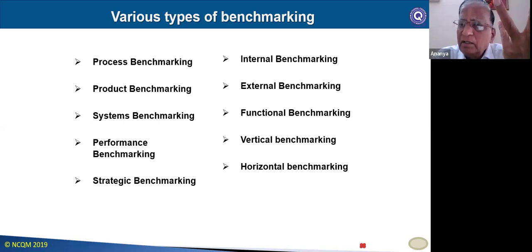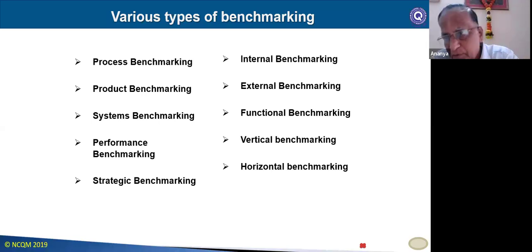That can be functional. It can be accounting function. It can be HR function. It can be quality function. That also can be benchmarked. Vertical benchmarking means throughout, I am talking about top to bottom, and horizontal means department to department. That is what we were talking about here.